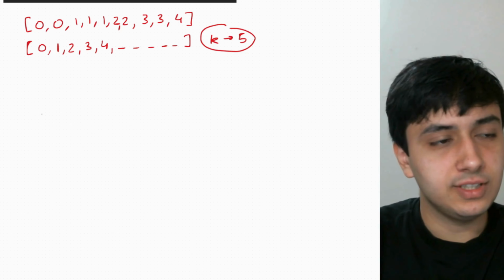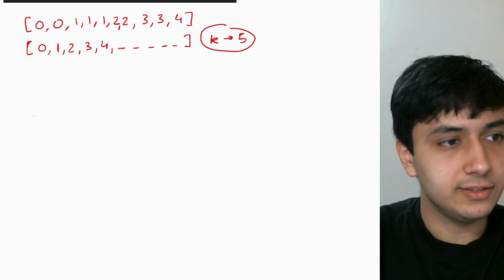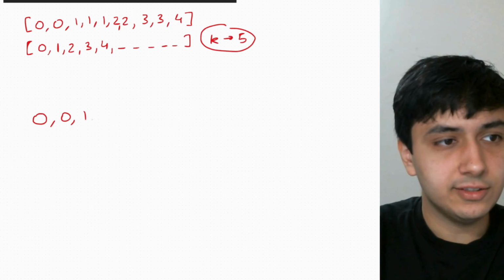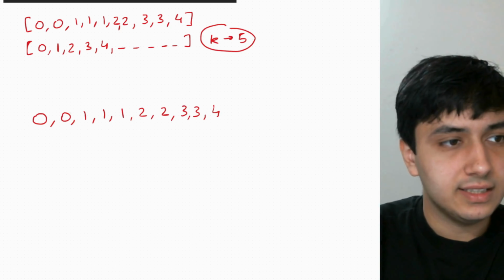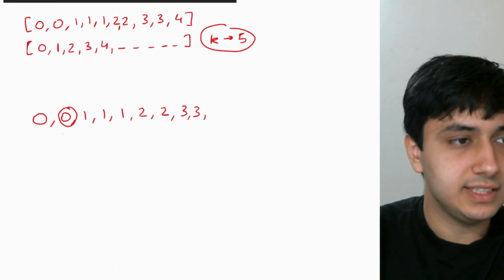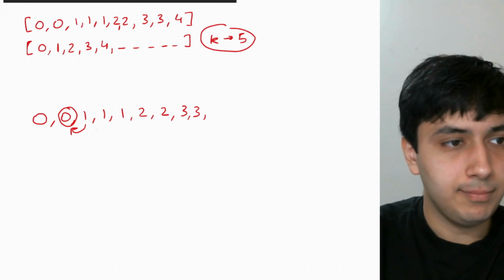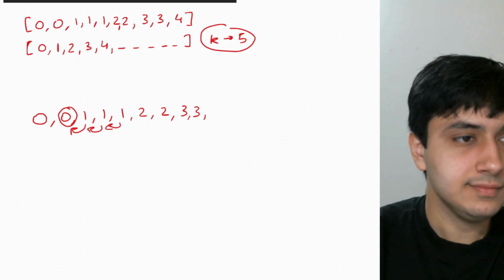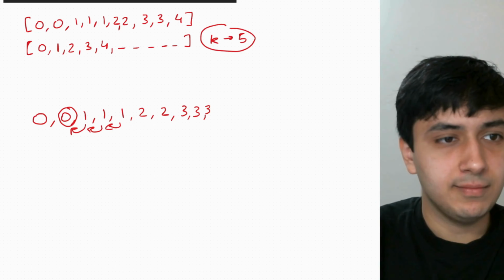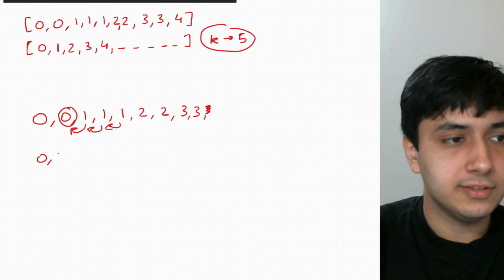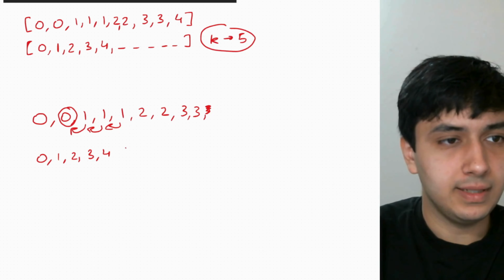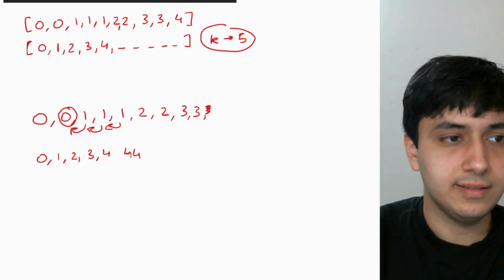The brute force solution would be that every time you see a unique different element in this 0 0 1 1 1 2 2 3 3 4, let's say you see 0, then you move everything one step left. The last number would remain the same, like here it would be 3, but we don't really care about that. At the end you would have 0 1 2 3 4 and probably 4 4 4 in the end because 4 was here.